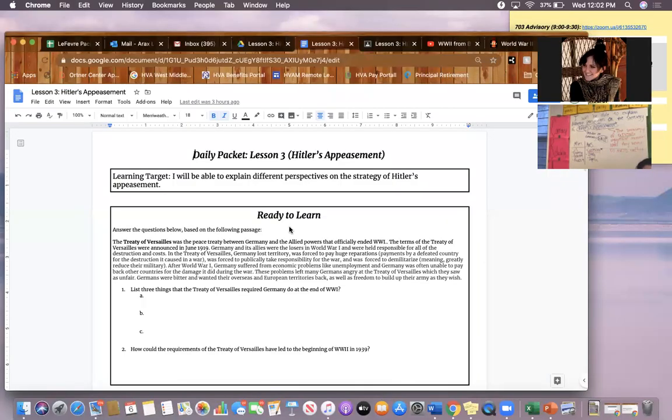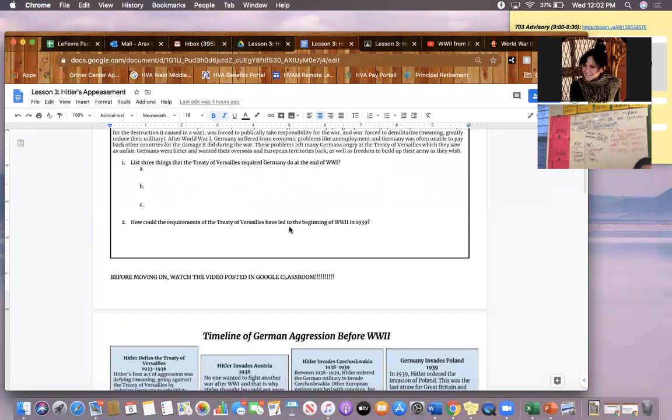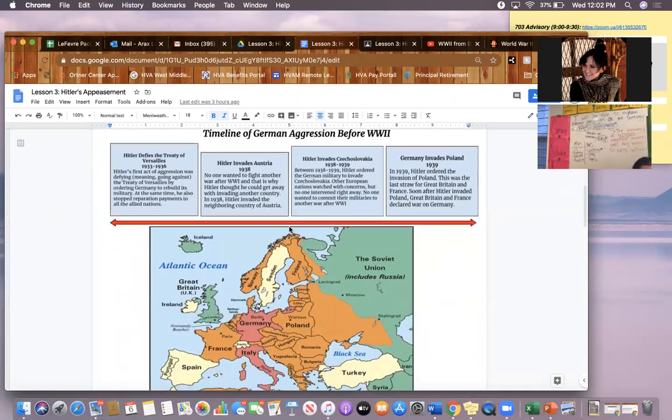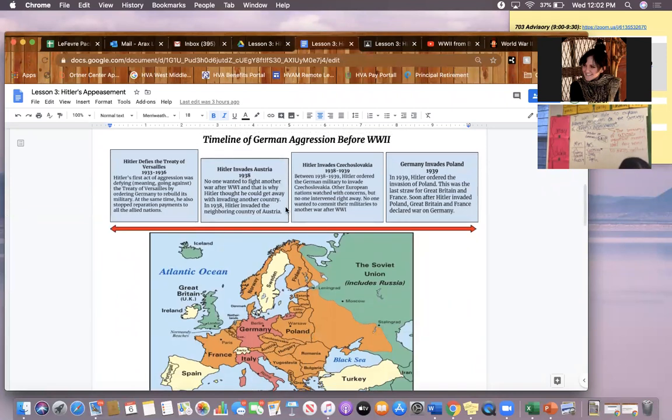So from that video, we can see that Hitler takes a number of aggressive actions right before World War II really begins. If you scroll to the second page, you'll see that there's a timeline of German aggression before World War II. Let's start at the beginning. First, Hitler defies, meaning goes against, the Treaty of Versailles.